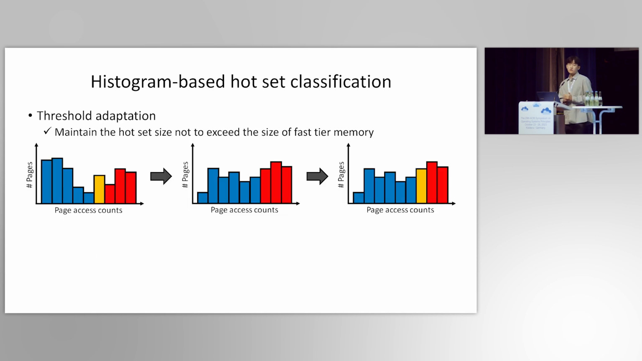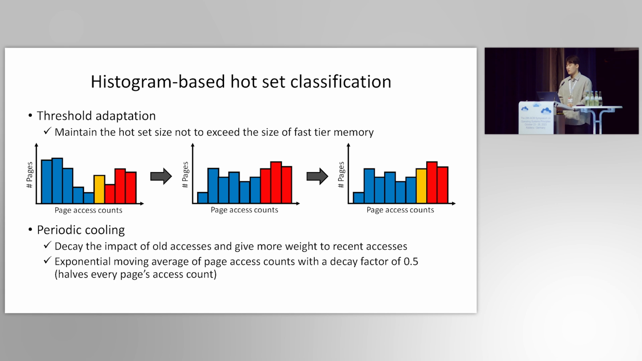If you don't adjust the hot threshold, the hot set size will exceed the fast tier size as pages are accessed and the histogram is accordingly updated. Thus, we periodically adjust the hot threshold to maintain the hot set size below the fast tier size. In addition, MEMTIS performs cooling for pages and histograms to ensure the freshness of memory accesses.